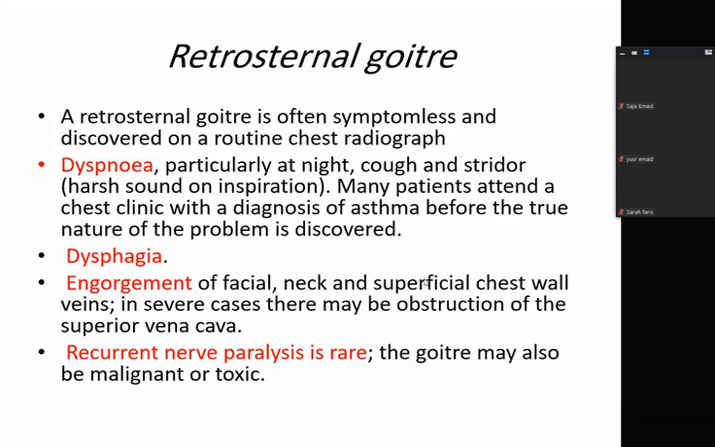Many patients attend the chest clinics where we see them for the diagnosis of asthma before the true nature of the problem is discovered. Dysphagia, engorgement of the face and of the superficial chest wall veins. In severe cases, there may be obstruction of the thoracic inlet. Recurrent laryngeal nerve palsy is rare. Goiter may also be malignant or toxic.